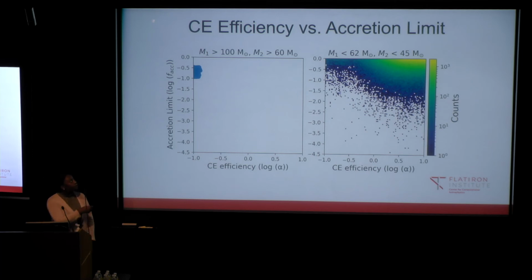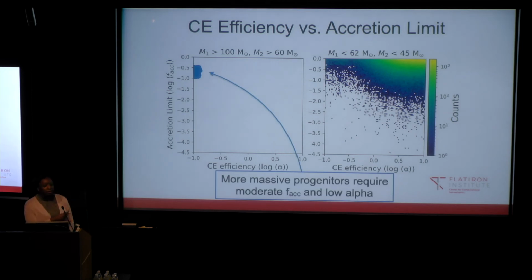However, when you look at the higher mass progenitors, you're getting a very specific range for FAC and for alpha. So what we now know is that when we want to look for more massive progenitors that produce these mergers, we need a moderate FAC and a very low alpha. And we wouldn't have found this result if we did not let our variables vary in our study.